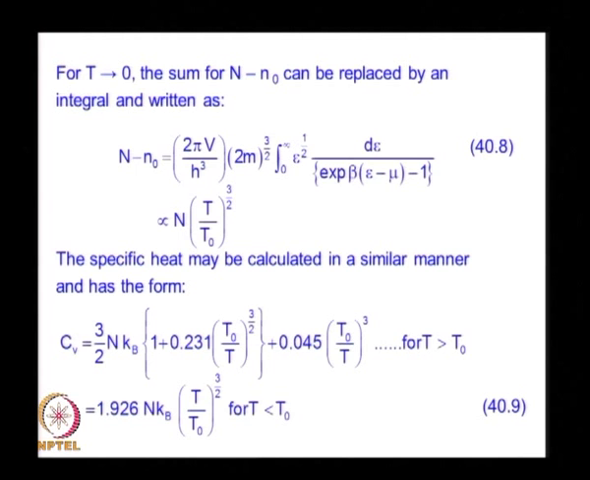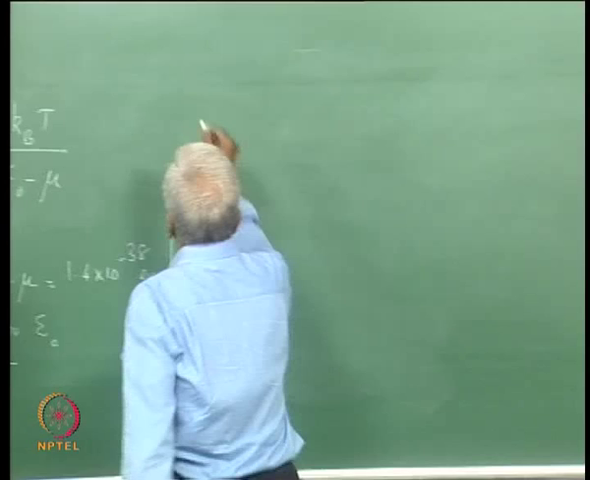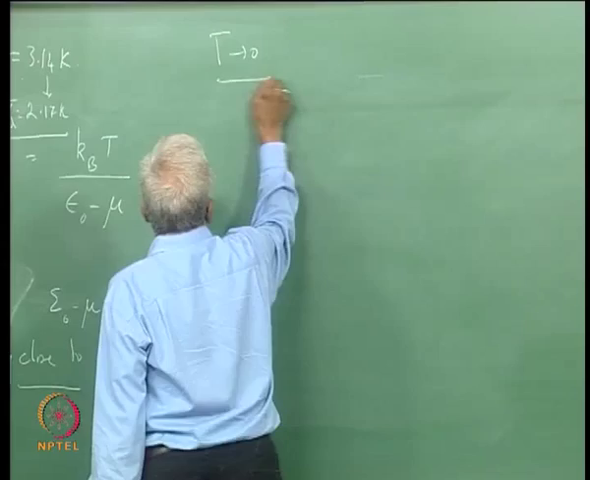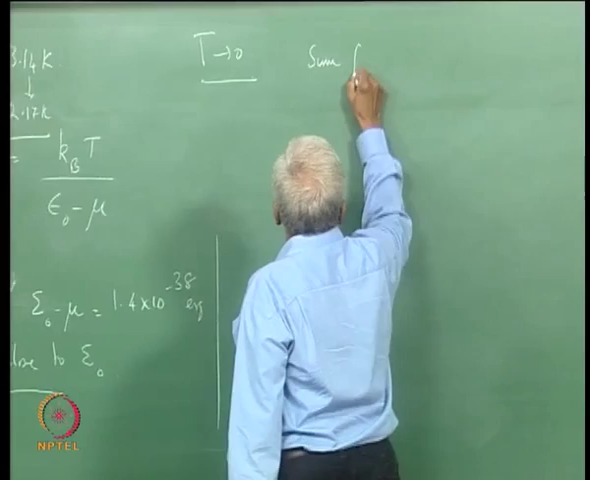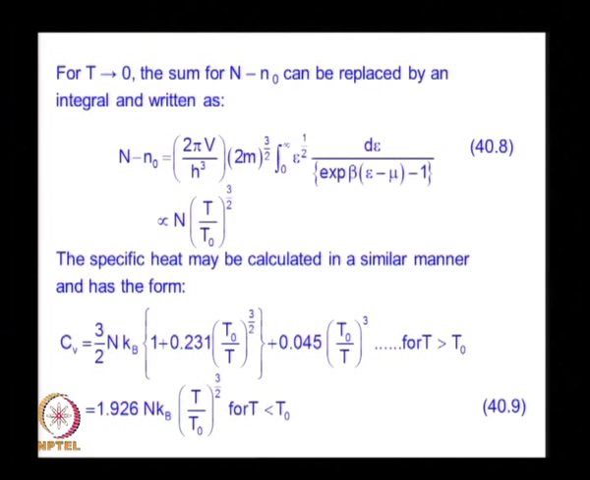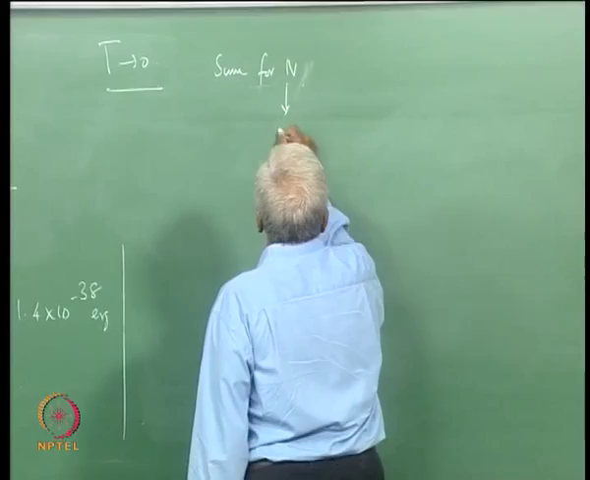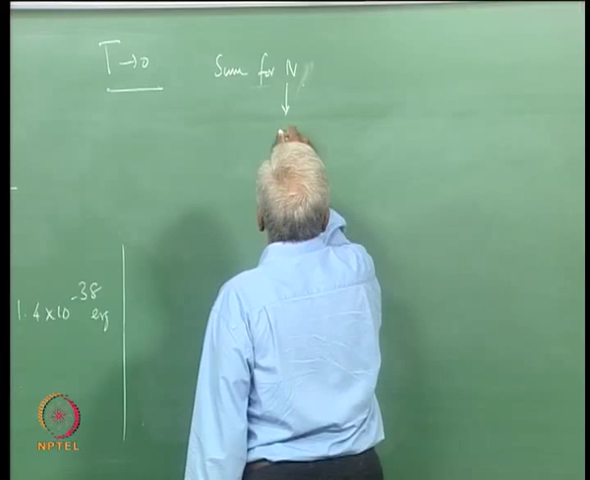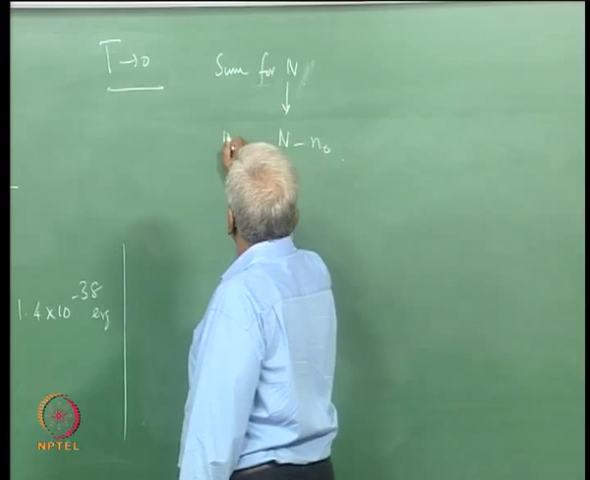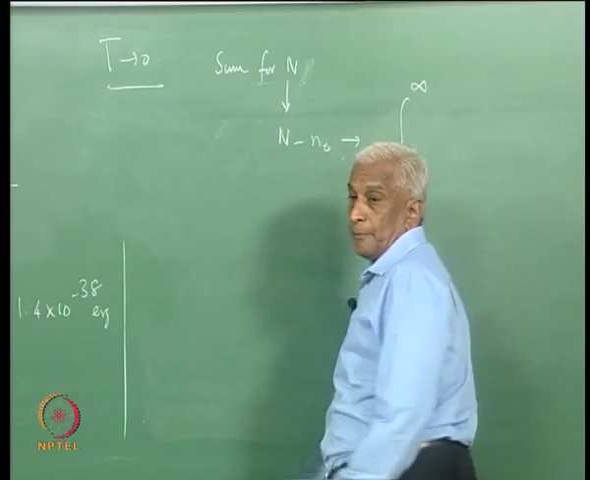So, in the limit of T tending to 0, we can calculate the rest of the sum for N. Now, we have taken out the ground state condensation. So, N minus N naught can be written as an integral, where the states are from 0 to infinity.